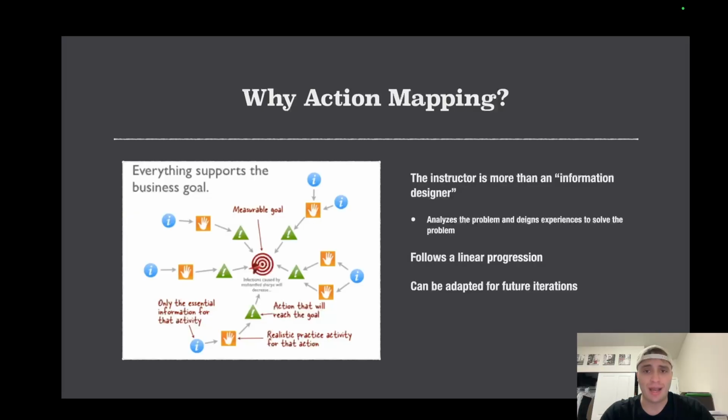Why did I choose action mapping for my instructional problem? I really loved the idea of it being a streamlined process, where everything in action mapping is all towards meeting that measurable goal that we had set for ourselves. Not that other instructional design models are not looking to meet a specific goal or that they deviate from this structure, but action mapping was just really straightforward. There's not a lot of guesswork.